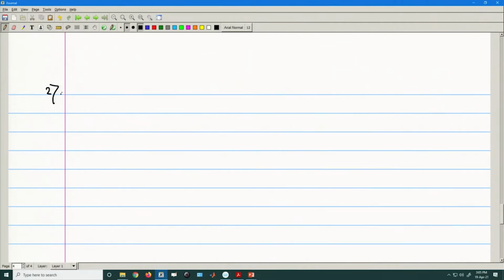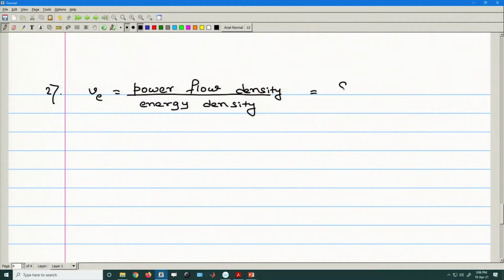Okay. So first of all, the velocity of propagation of energy is given by power flow density divided by energy density. Fine. That is equal to S by WE plus WM, where WE and WM are the electric and magnetic energy densities. Fine. So now to calculate the velocity of propagation of energy, we need to find out WE and WM as well as S. So, to start with, we will first find out the fields of a standing wave.